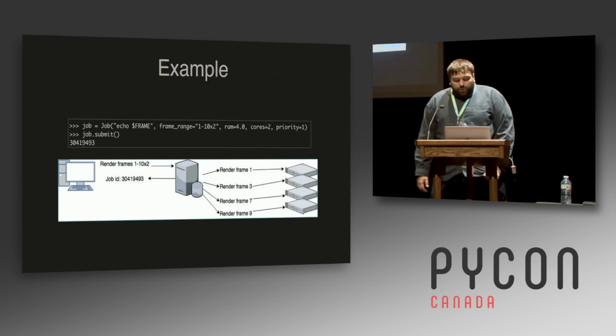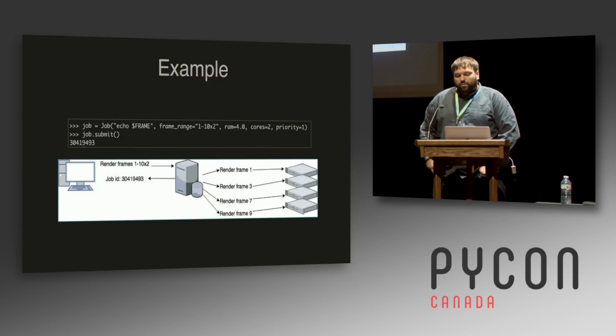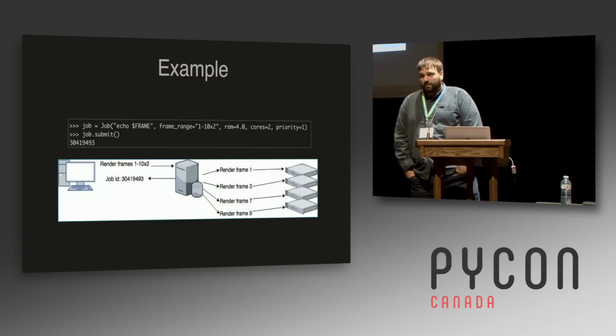So this is a very simple code snippet. It would submit a job to the farm that would echo the frame numbers. The render farm manager is then dispatching each individual frame to a different node, if that node has at least 2 cores and 4 gigs of RAM available.